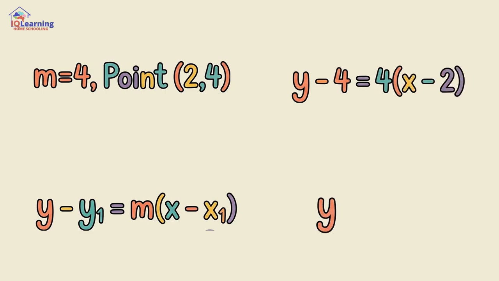Next, simplify step by step. Distribute the 4. y minus 4 equals 4x minus 8. Add 4 to both sides. y equals 4x minus 4. That's the tangent line equation.